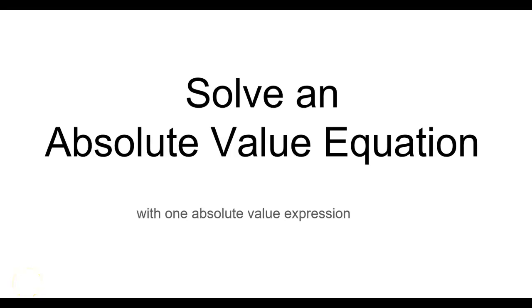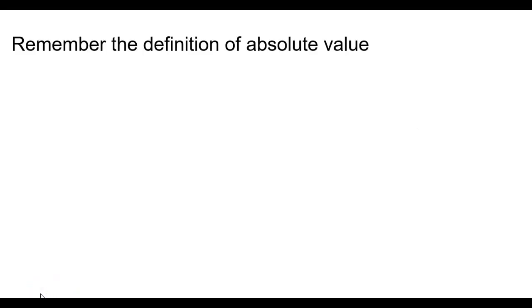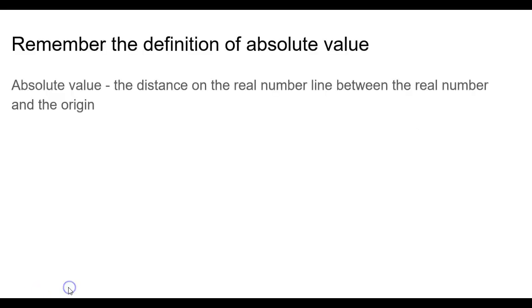Solve an absolute value equation with one absolute value expression. Now first, let's remember the definition of an absolute value. Absolute value is the distance on the real number line between the real number and the origin. And remember, the origin is 0. So we're counting how many units from the 0 to the number that we're talking about. So we're talking about distance.